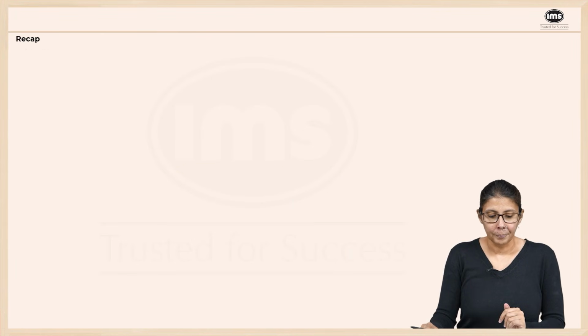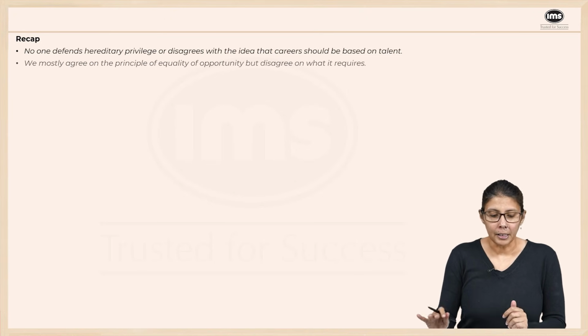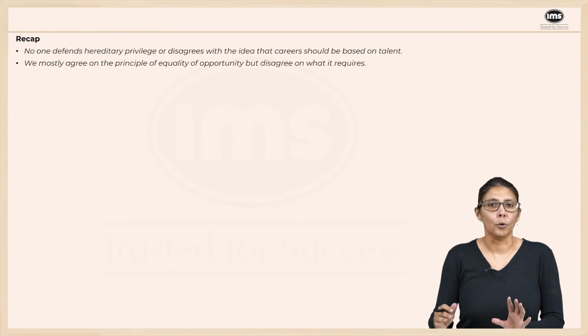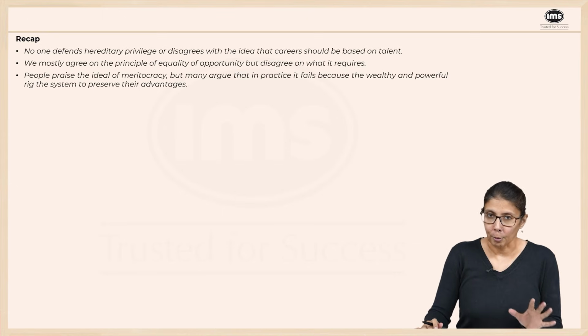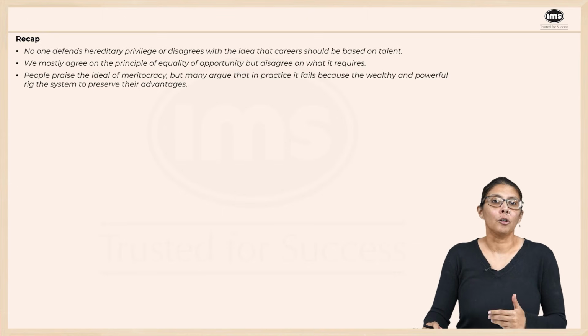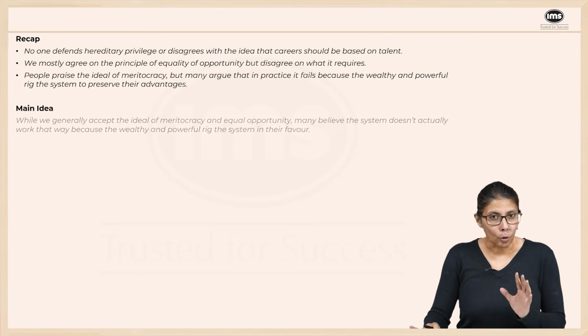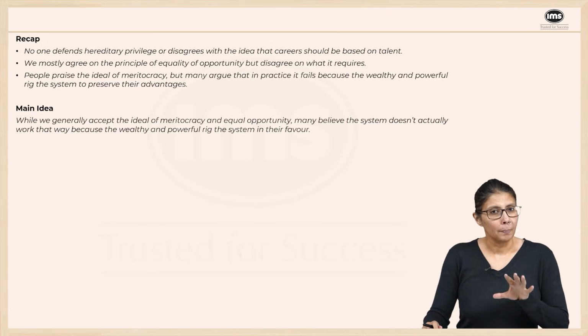Let's do a quick recap. So we first said that no one defends hereditary privileges and no one disagrees with the idea that careers should be based on talent or merit. After that, we said that we agree on the principle of equality of opportunity, but we disagree on what it requires. And finally, we said that the ideal of meritocracy is very popular, but in practice, meritocracy fails because the wealthy and the powerful manipulate the system. So the argument overall in the passage is that we accept the ideal of meritocracy, but many believe that the system does not work in practice.